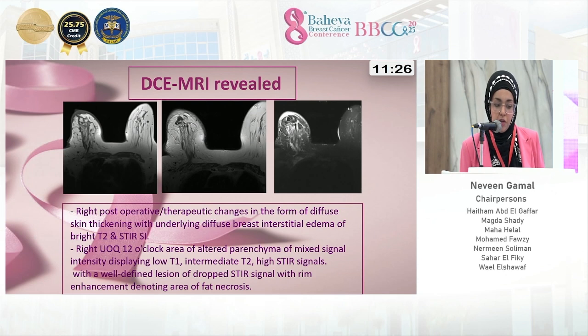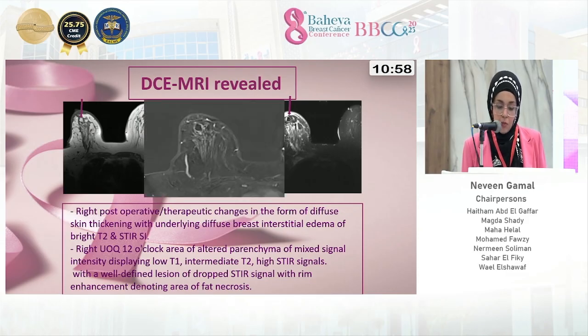Her MRI revealed right post-operative therapeutic changes in the form of diffuse skin thickening with underlying diffuse breast interstitial edema of bright T2 and STIR signal intensity. We also have a right upper outer quadrant 12 o'clock area of altered parenchyma and mixed signal intensity, displaying low T1, intermediate T2, and high STIR signals, with a well-defined lesion of dropped STIR signal with rim enhancement on post-contrast series, denoting an area of fat necrosis.